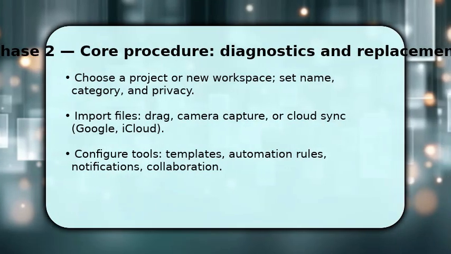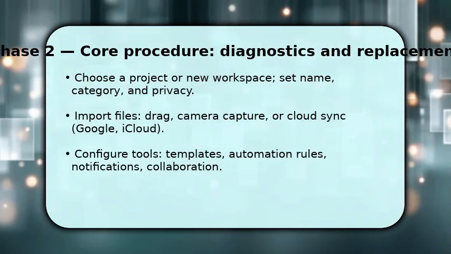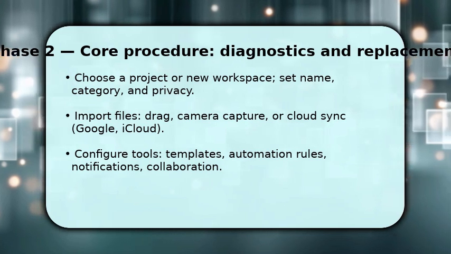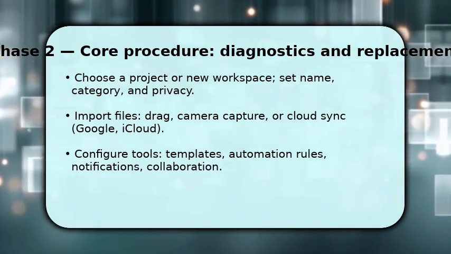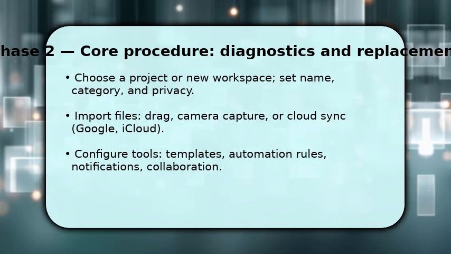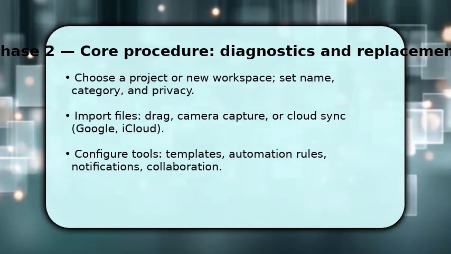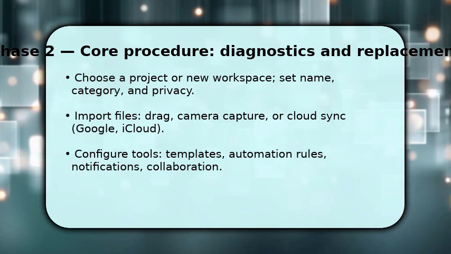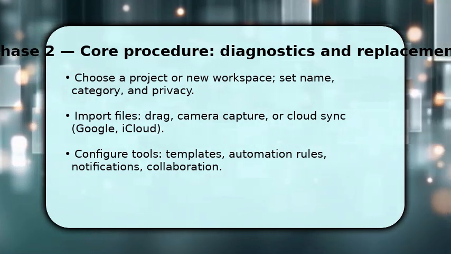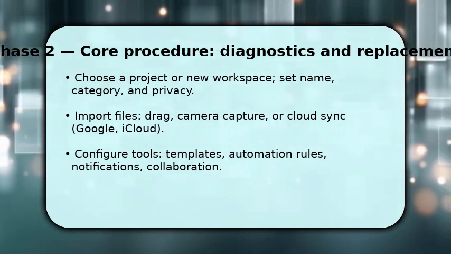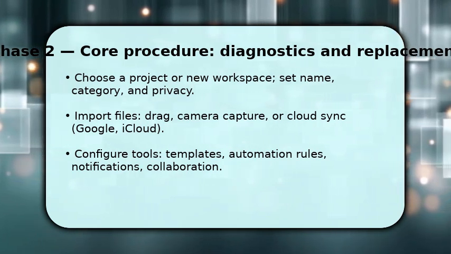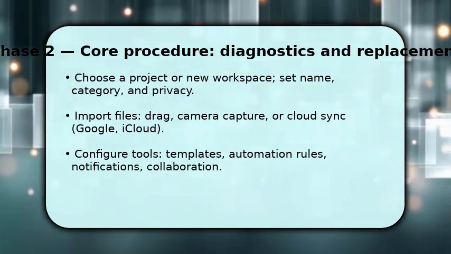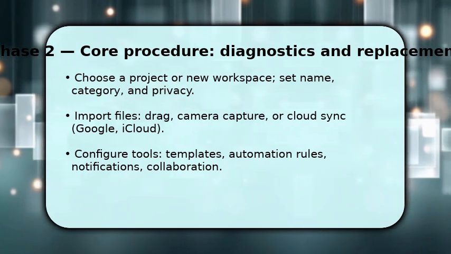Now you configure the main workflow. Create a project or workspace, name it, pick a category, and set privacy so collaborators see only what you intend. Next, import assets: use drag and drop, camera capture, or cloud sync with Google or iCloud, because organized input speeds execution. Then configure tools, apply a template, set automation rules for repetitive tasks, and enable notification preferences.